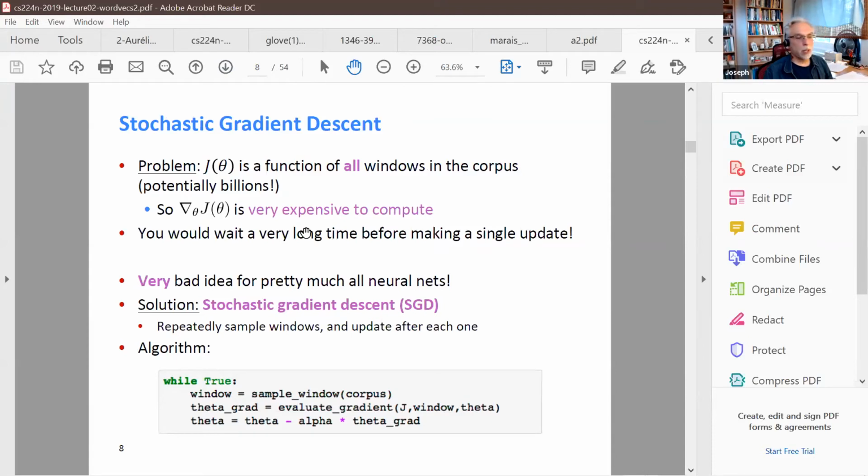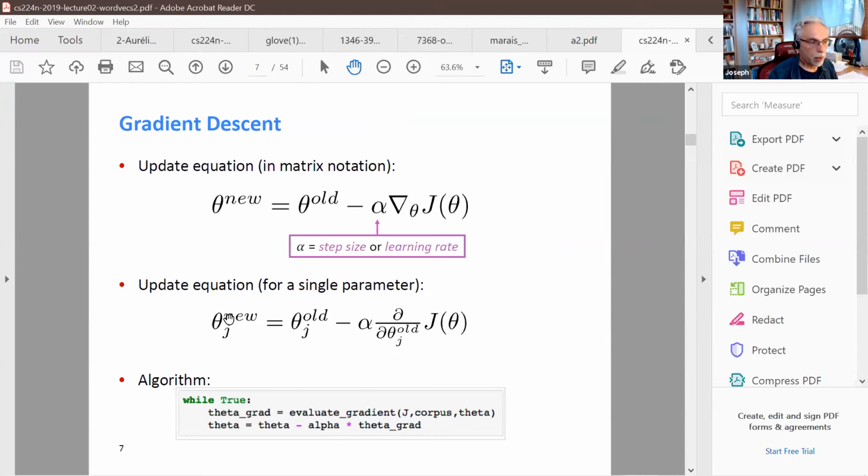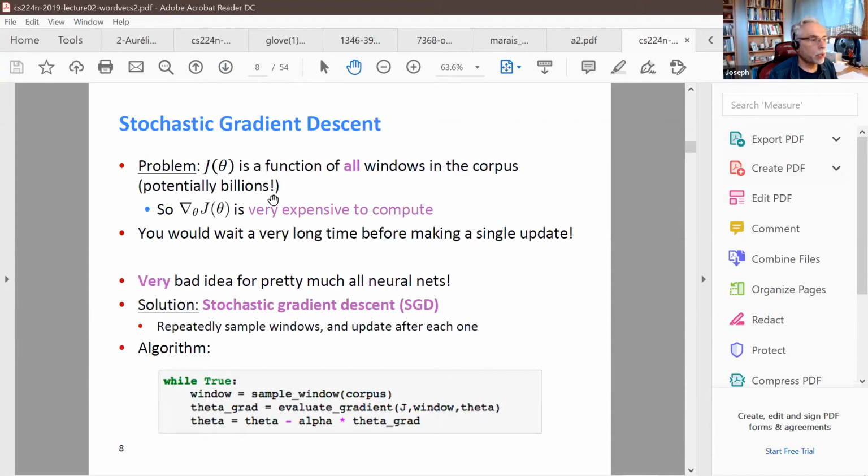Okay, so stochastic gradient descent. The problem is that if you do gradient descent, you have to compute your updates for the entire column of weights and for the entire set of inputs, and that can take a long time. So instead, you can make updates for each example in your data set, and that's called stochastic gradient descent.